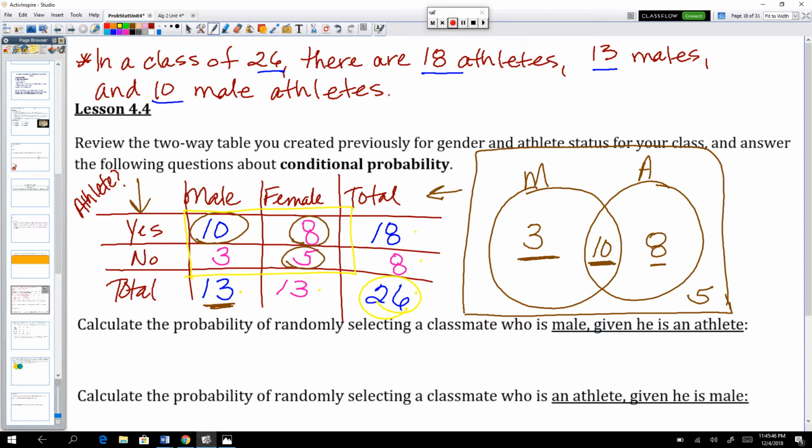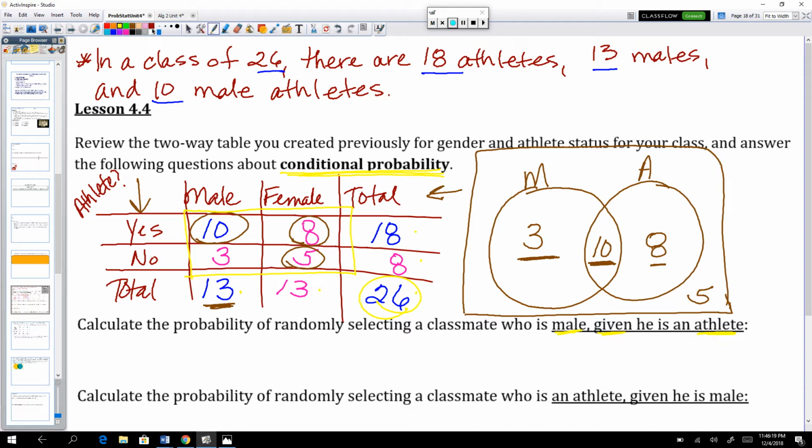So we have been doing probabilities up to this point, and that's probabilities of selecting a male out of the entire class. Now we're going to be talking about things called conditional probabilities. If you did your homework, you read chapter 4.4 and the definition of conditional probabilities. Let me show you an example. Calculating the probability of randomly selecting a classmate who is male, given he's an athlete, is a conditional probability.